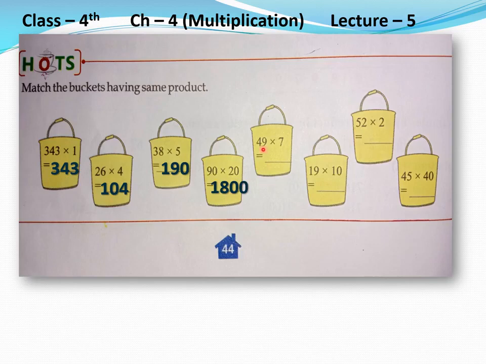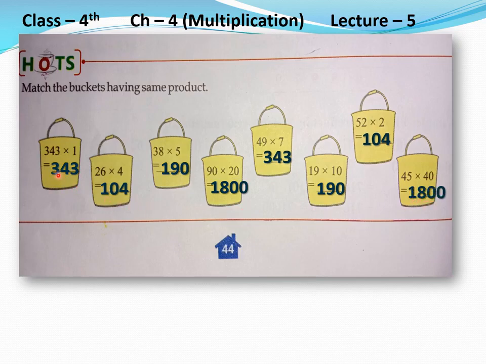Now multiply 49 by 7. Answer is 343. Now multiply 19 by 10. 190. So write here 190. Now multiply 52 by 2. Answer is 104. Now multiply 45 by 40. Answer is 1800. Now see, match the buckets having same product.